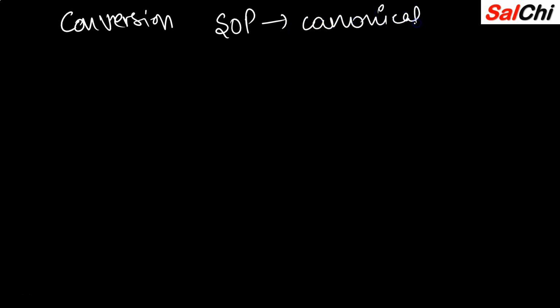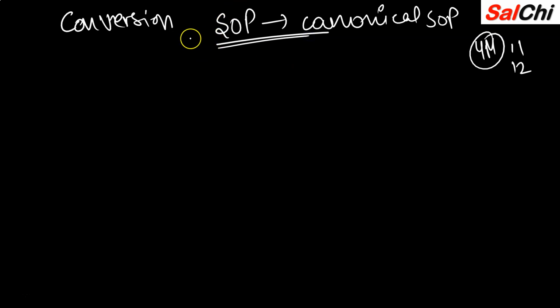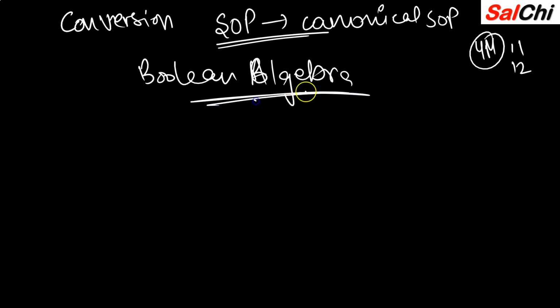If you look at your question paper of 11th or 12th, this question carries at least 4 marks in your board exam, or in class 11th and 12th, because it is an important topic. First of all, if you don't know what an SOP or a canonical SOP is, please watch the Boolean algebra playlist, which I have given in the description box of this video. First watch the playlist, then come to this topic, else you won't be able to understand. So let's directly start with the question rather than wasting time.